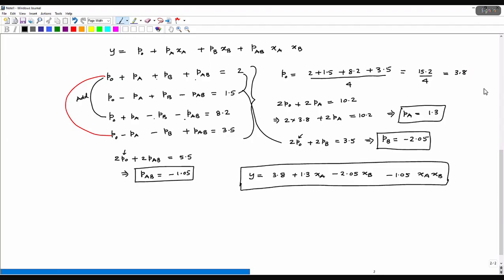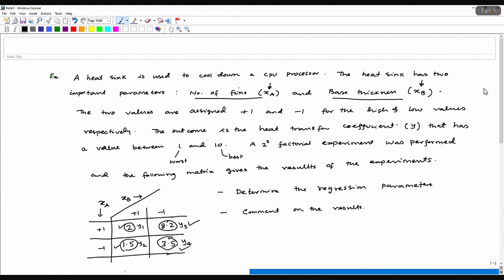Now, we want to find out between number of fins and base thickness, which parameter is more dominant, or both parameters are equally dominant, as well as the simultaneous variation of the number of fins and base thickness. That means the interaction effects.